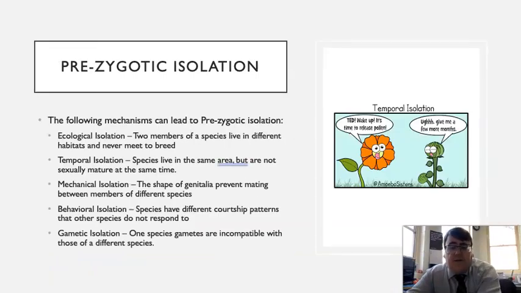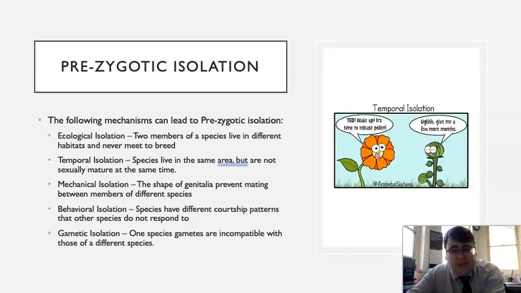There's a number of different mechanisms that lead to pre-zygotic isolation, which is what we're going to talk about here. First is ecological isolation. That's when 2 members of a species will live in different habitats and they never physically meet. And because they don't physically meet, they're not able to breed.